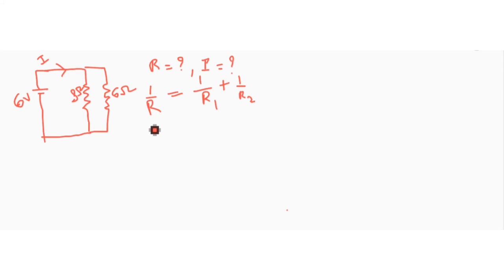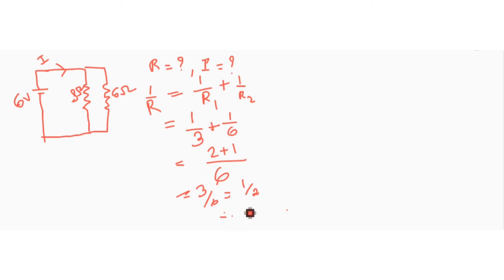Now for parallel connection, we know that the equivalent resistance is given by 1 by R is equal to 1 by R1 plus 1 by R2. Now here R1 is 3 and R2 is 6. So the value will come 3 by 6, which means half. So 1 by R is equal to 1 by 2. Therefore, R is equal to 2 ohms. So equivalent resistance in this circuit is 2 ohm.